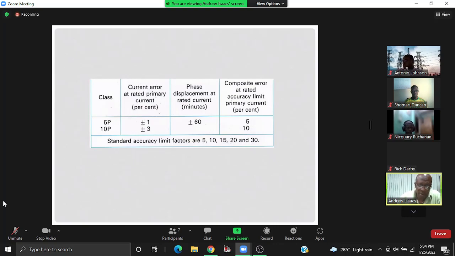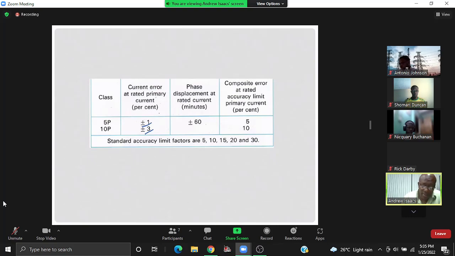So for the current error, we have 1 and 3%. Remember, for the measuring, we were telling you what was happening between 10 and 20, 20 to 100, 100 to 120, for your protection CTs. This is at 100% of the rated burden.